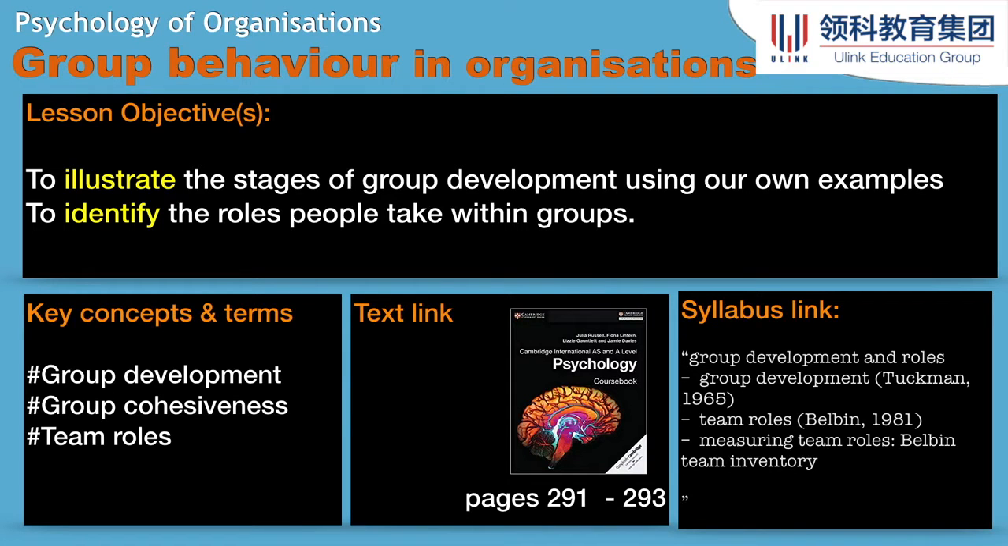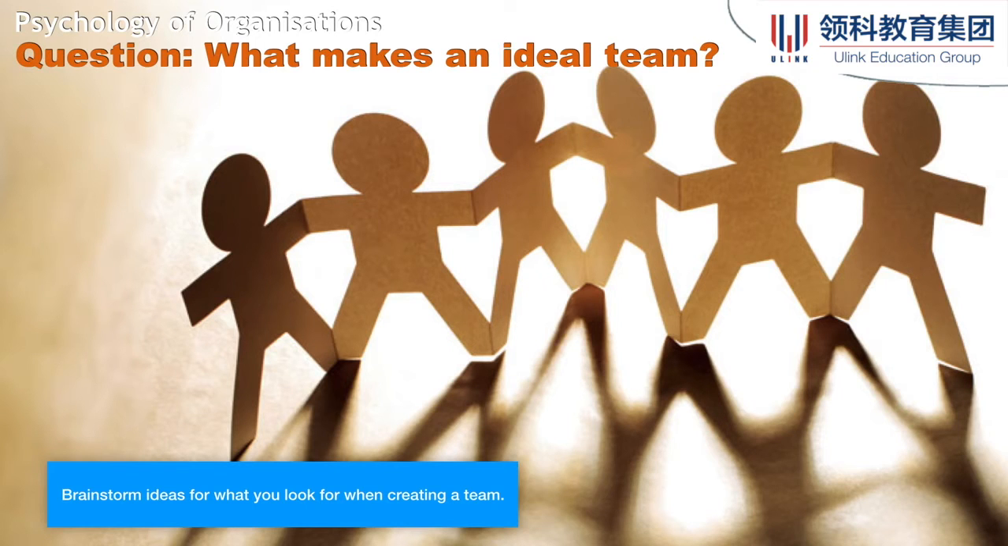So this will be one of three videos, and the first one will be on group development and the roles that people take within groups. All right, so what makes an ideal team or an ideal group? Well, we'll talk about Belbin's various roles that people play within a group and the 9 roles that seem to cover the gamut of skills or abilities or personalities that make for a good group. But first, let's talk about how groups develop.